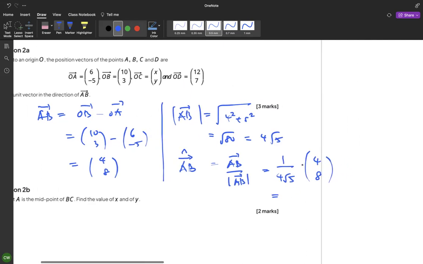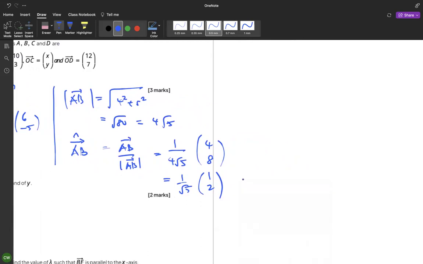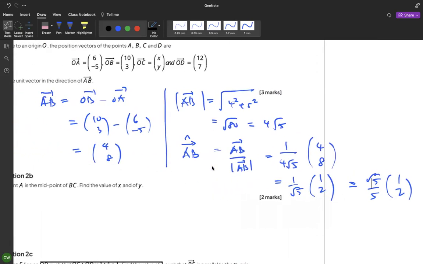Any chance we can simplify it? We can simplify by dividing by 4. So it's 1 and 2. Actually, we don't like to write 1/√5. 1/√5 is also √5 over 5. So this is more complete. This is the answer that you have to write. Okay, so you have no problem with this.